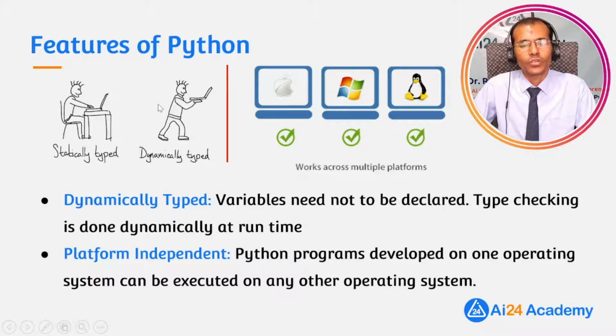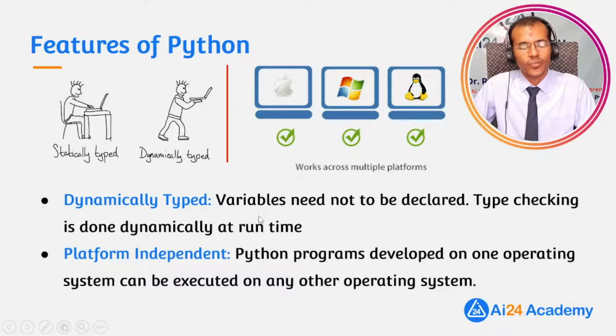Now the important point to understand from this is that variables need not be declared. We can directly use variables, and type checking is done dynamically at runtime. Means the type of data of variables is determined at runtime, whether it is an integer variable, float variable, string variable, list variable, or array variable. The type of a variable is determined at runtime.